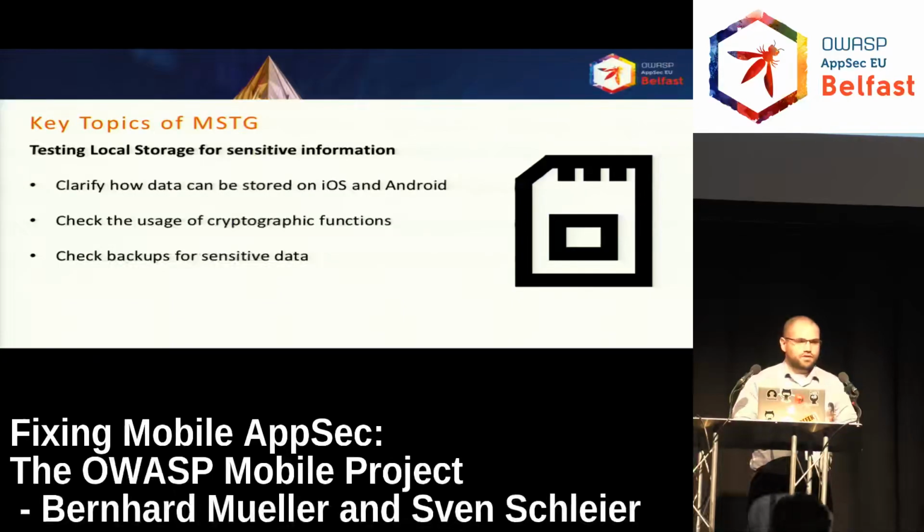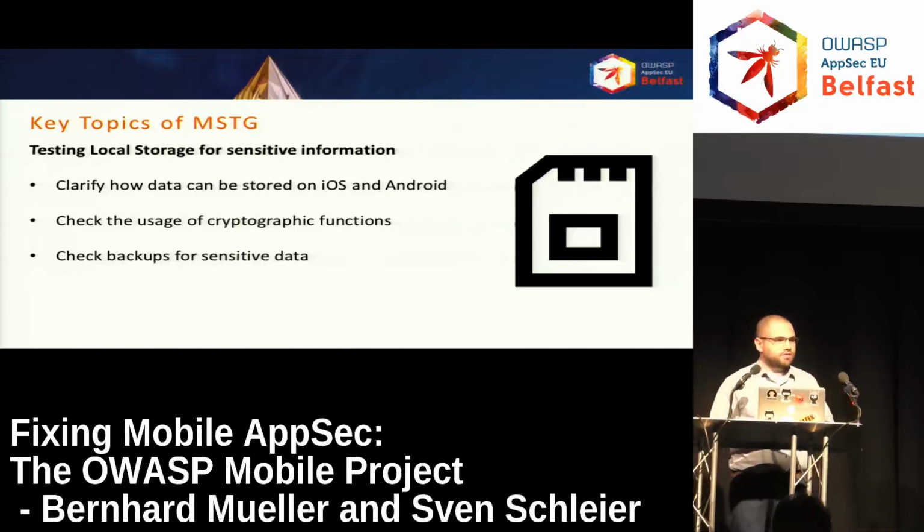If you need to store it, then use something secure such as the keychain on iOS or the keystore on Android. For testing the local storage, this can become a big playground for a tester because there are just so many different ways on how you can store data. You can store it via XML files and shared preferences on Android or plists. You can use SQLite databases. You can just store it in plain text files. And you can also use the external storage on Android. So there are a lot of different areas, and all of these mechanisms need to be understood by the tester so that he can investigate them.